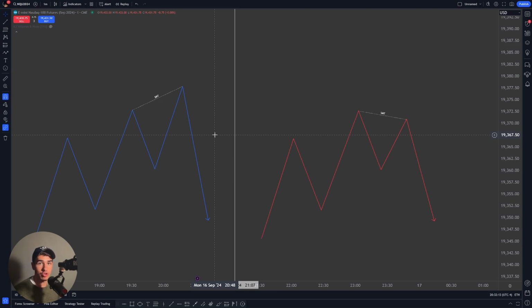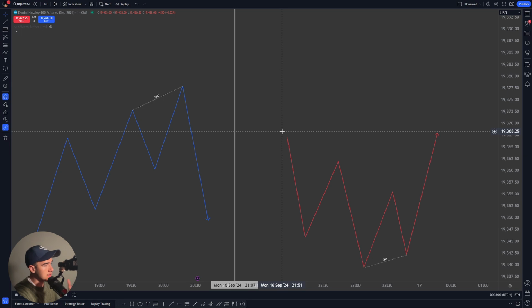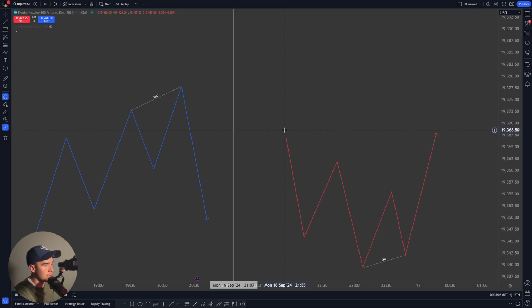Now, I did say that the two assets need to be correlated. However, you can also use the DXY with Euro USD and GBP USD. So if we take a look at my screen, this is exactly how you would use the DXY with Euro USD. Again, these are not correlated. They move in opposition to each other.